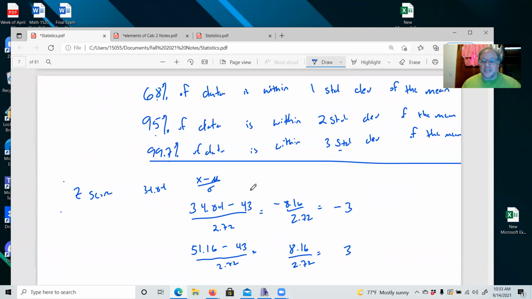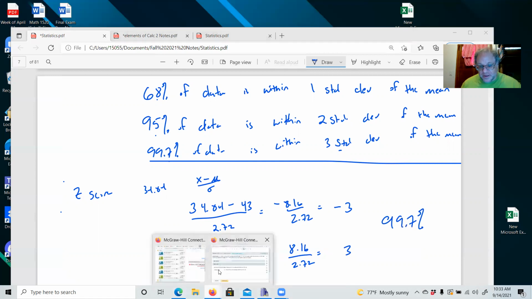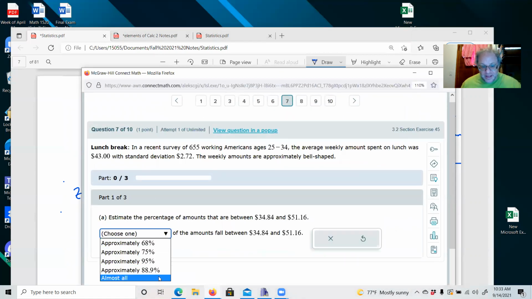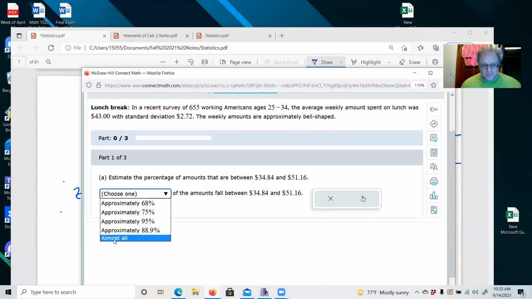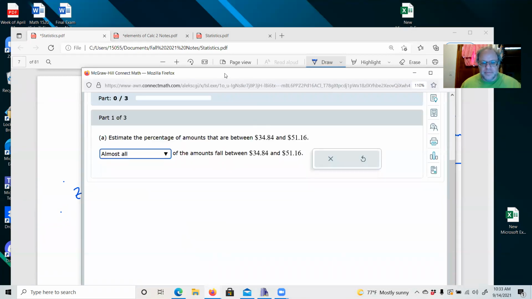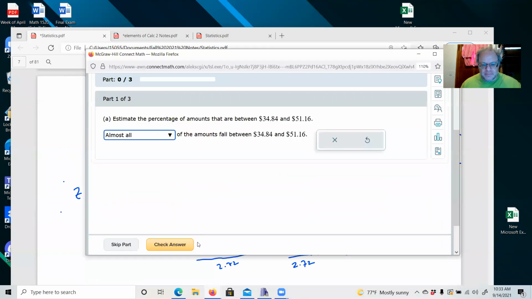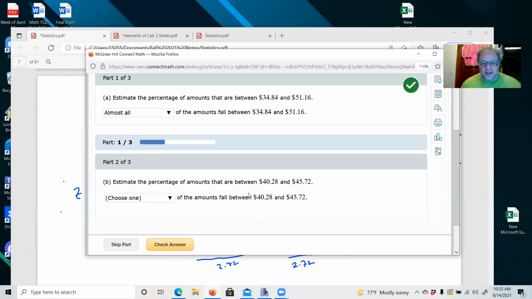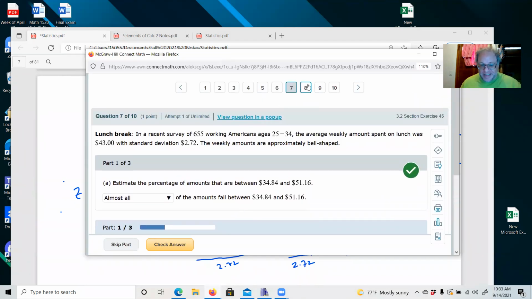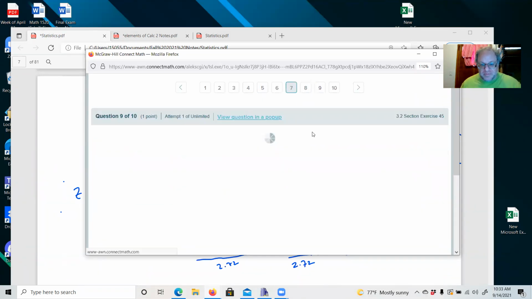So what percentage is within 3 and -3 standard deviations of the mean? So it's 99.7%. Right? That's how we do this. We'll say almost all. That's another answer your book likes. And they're just going to take us one by one as we get here. Then we go on to a slightly harder problem.